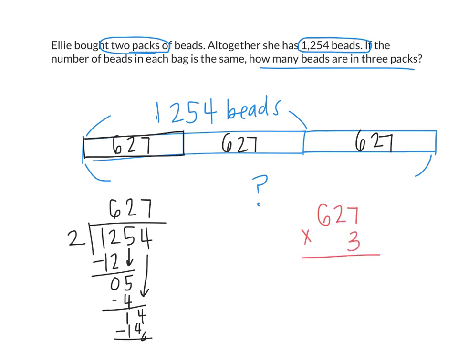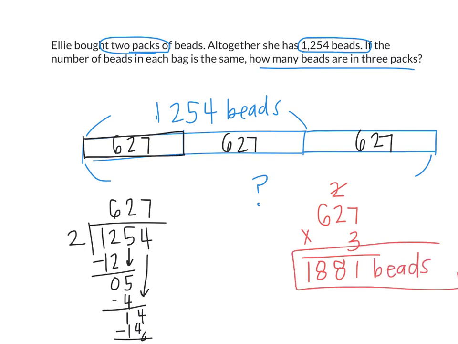What's 3 times 7? 21. What's 3 times 2? 6. Plus 2? 8. What's 3 times 6? 18. So how many beads are in 3 bags? 1,881. Very good.